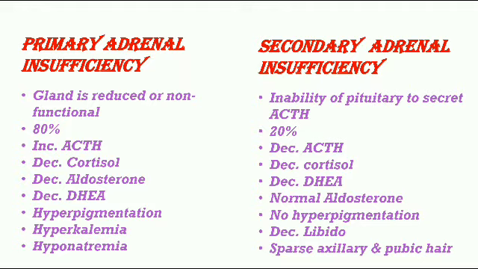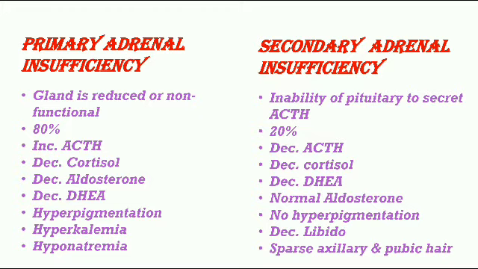And what's the reason for secondary adrenal insufficiency? It's the inability of the pituitary to secrete ACTH. If the pituitary gland doesn't secrete ACTH for any reason, then there will be secondary adrenal insufficiency, and it constitutes only 20% of the cases.